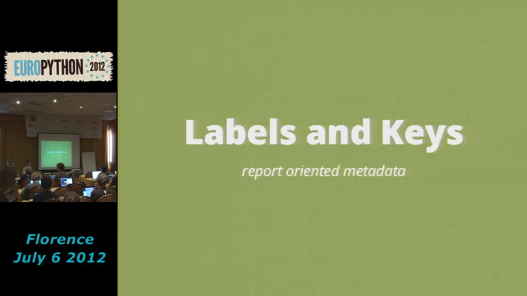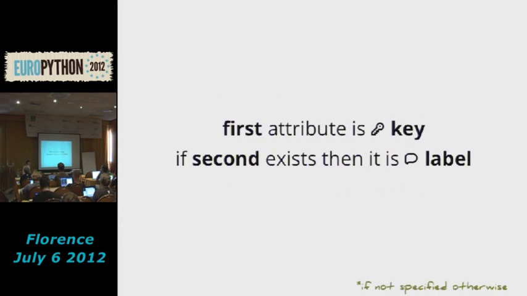So there are labels and keys recognized by cubes. The label is something which is going to be displayed to the user, and the key is something which is going to be used for drilling down and browsing. By default, if you do not say otherwise, the first attribute is going to be the key, and if there is a second attribute, it's going to be the label, which makes creation of the model really easy.